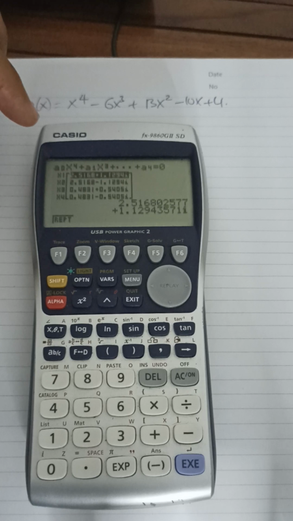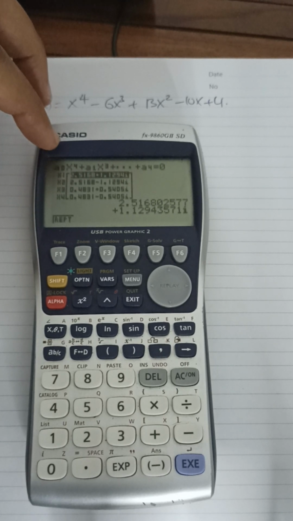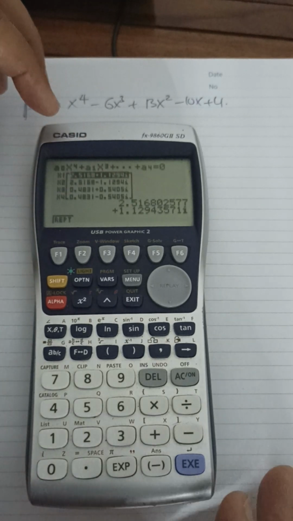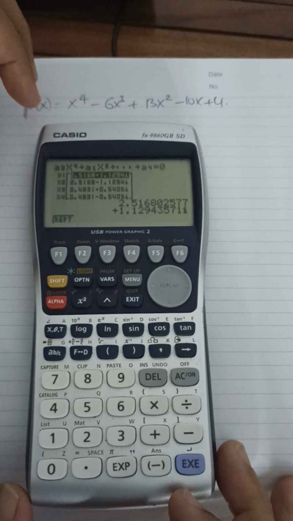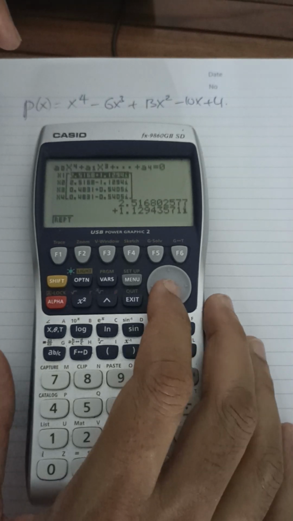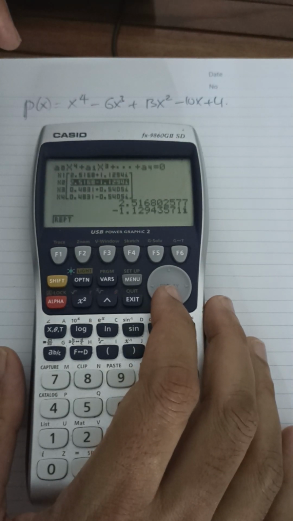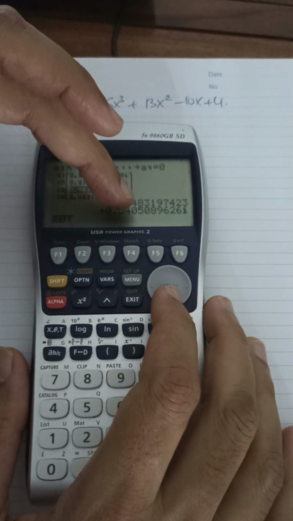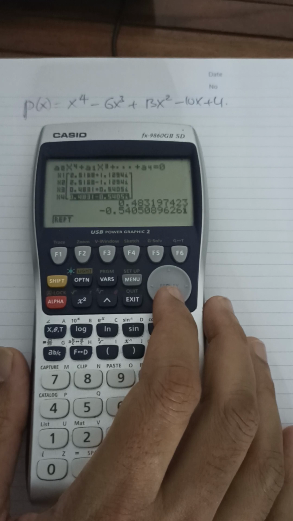There are no real answers here, in terms of real values, to the polynomial. When you solve, each answer is a complex number because you have the real part and the imaginary part. So the first answer is 2.516802577 plus 1.12943571i. And if you go down, it gives you the second root. That's the third root, which is written here. Then if you scroll down, it gives you the fourth root.